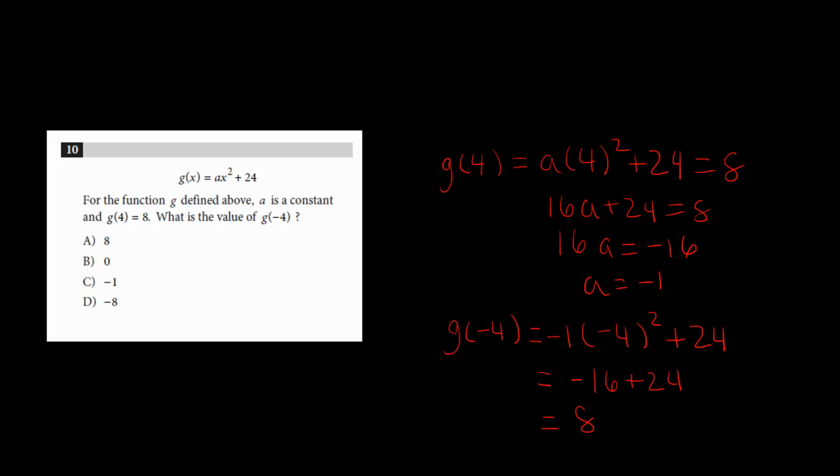If you are a little more advanced, you might have recognized that g of x is an even function by determining that g of x is equal to g of negative x. It then follows that if g of 4 is equal to 8, then g of negative 4 must also equal 8. We've arrived at answer choice A using both methods.